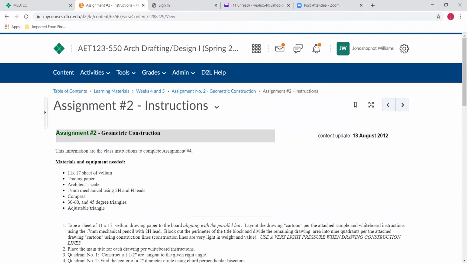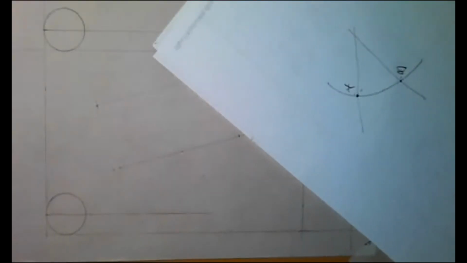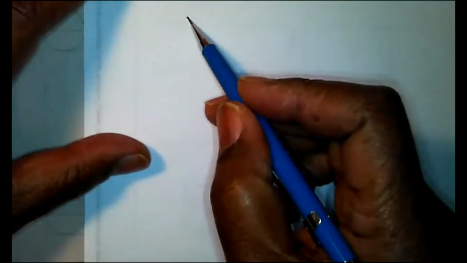What we're going to be doing is, I know it's making you dizzy. Quadrant 9, construct an OG curve. From point A and B, I'm going to leave it at that because I'm not going to read all that. So we're going to construct an OG curve. If I was to sketch that out, let me show you what we're going to do. We have two lines that are going at 15 degrees. So this is what we have. And what we're going to construct is an OG curve that looks like this.